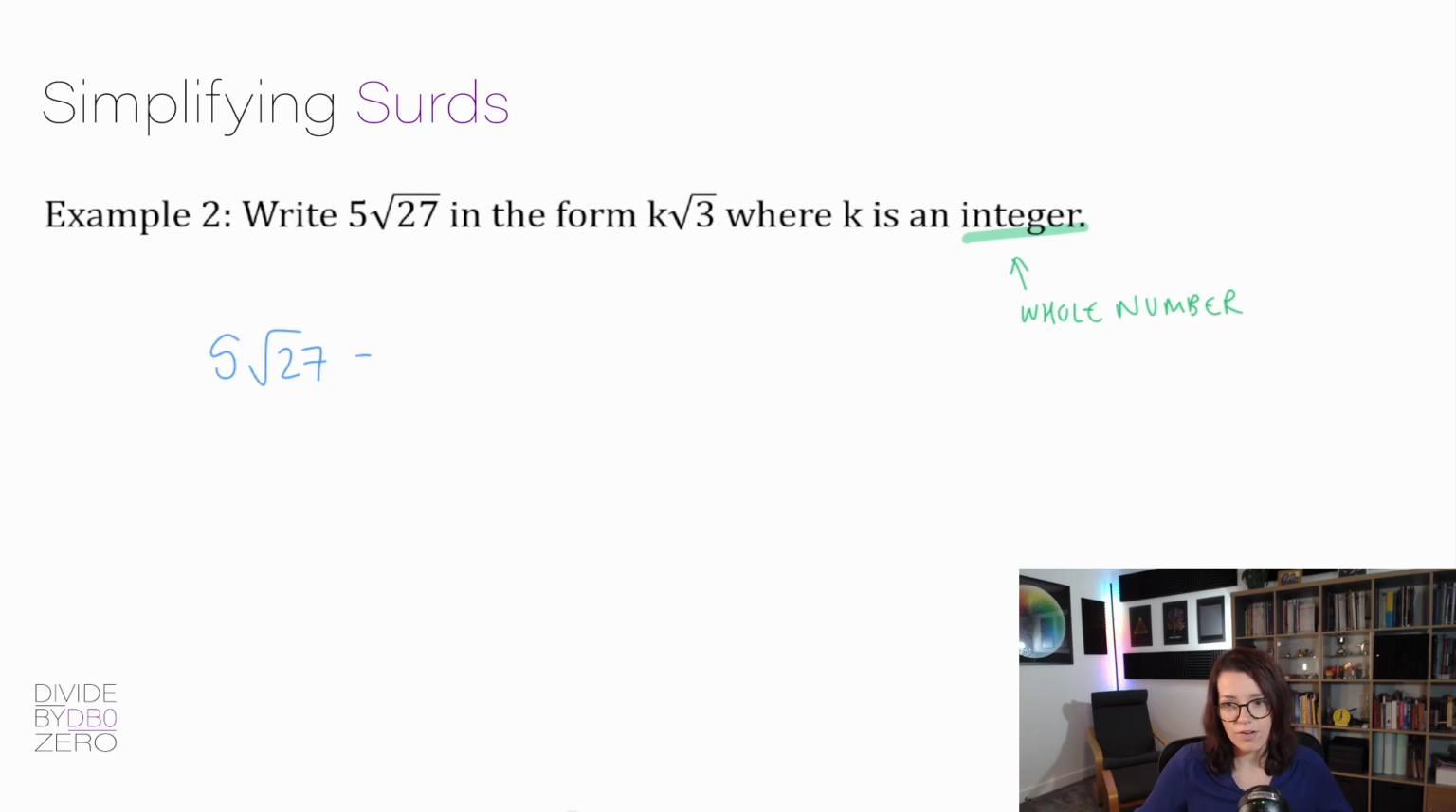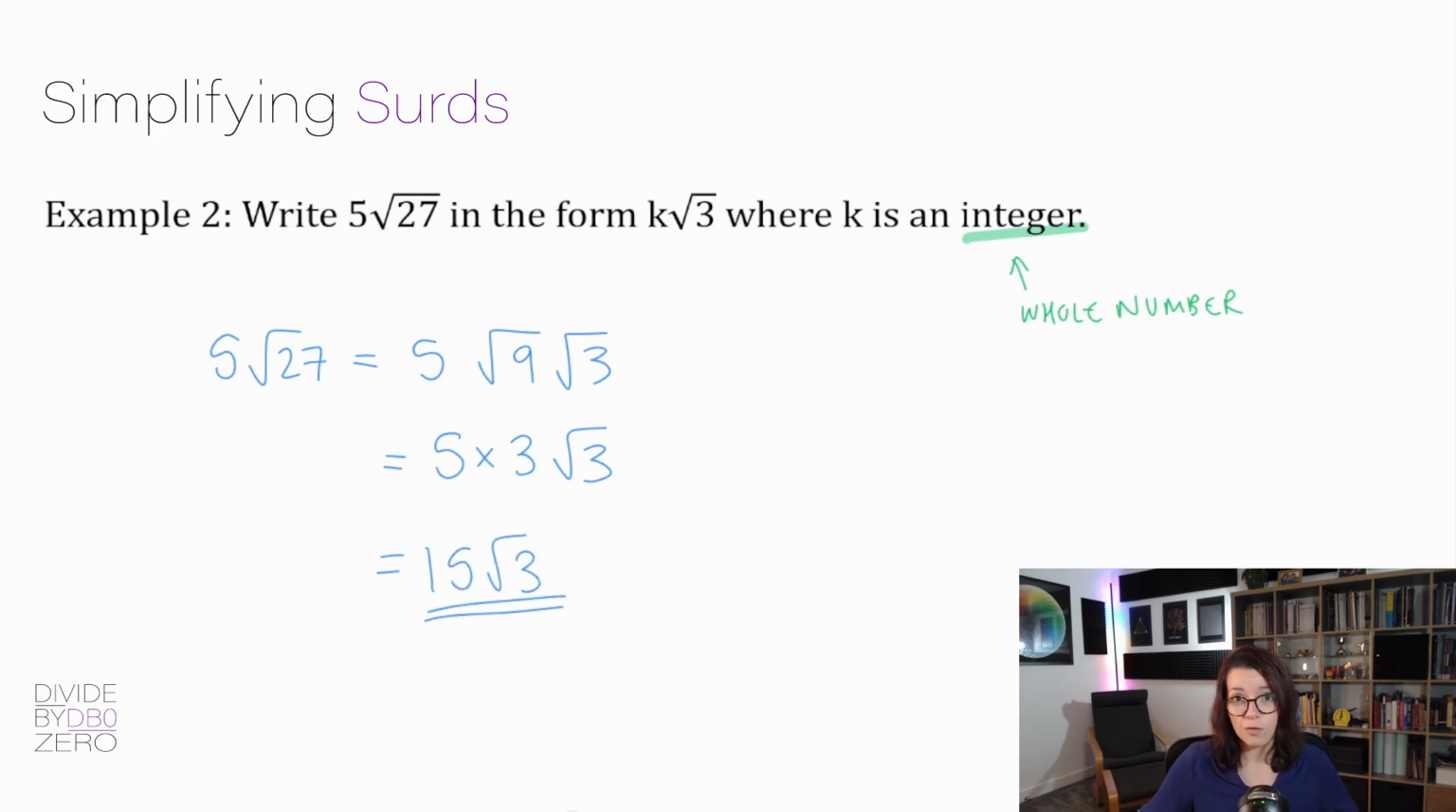If you leave the 5 on the outside for now and just focus on the root 27, I'm thinking of a square number that goes into 27, and I'm thinking 9, and that will be root 9 root 3. The square root of 9 is 3, so we can say 5 times 3 root 3, and then altogether that gives us 15 root 3. Now that is in the form that they want because we've got 15 here, which is our k value, a whole number.